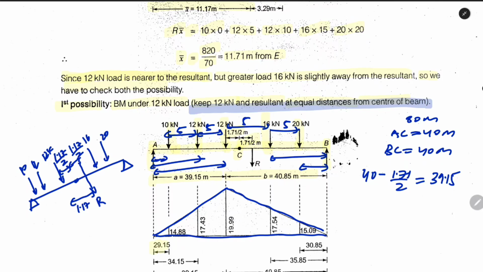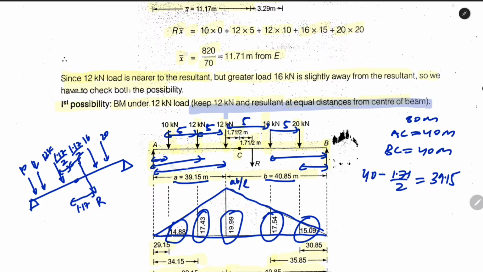Now in a similar way we will find all the distances. It will be 29.15, 34.15, 39.15. This is 40.85, 35.85 and 30.85. On the basis of this we can find the ordinates. Now how will we find the ordinates? We know that the maximum bending moment ordinate will be AB by L. A is this, B is this. Using this we can find this, and once we find this, we can use the similar triangle to find this value, this value, this value and this value.